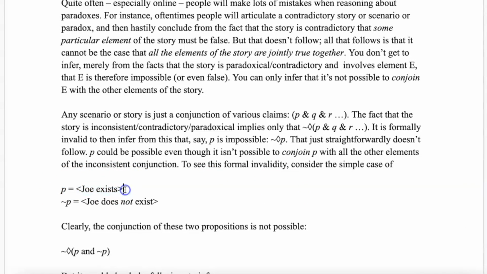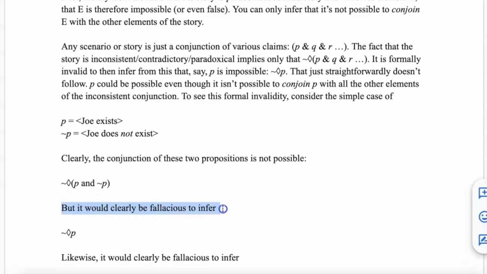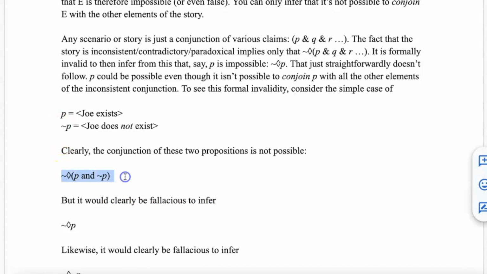To see this formal invalidity, consider the simple case of P. This is the proposition that Joe exists, and not P, which is the negation of that, right? Joe does not exist. Now, clearly, the conjunction of these two propositions is not possible, right? It cannot be the case that both P and not P. It cannot be the case that Joe exists and Joe does not exist, so it's not possible that P and not P. But it would clearly be fallacious to infer that it's not possible that P. Right? You can't infer from the fact that it's not possible that I both exist and don't exist, that therefore my existence is impossible.